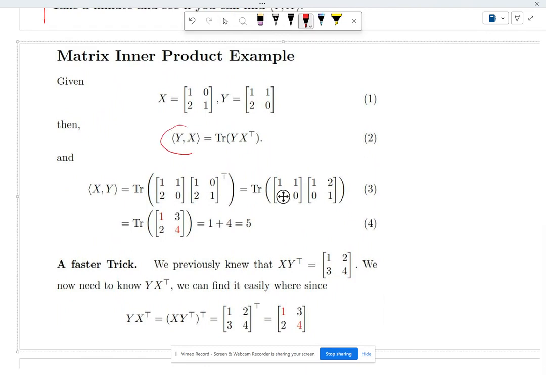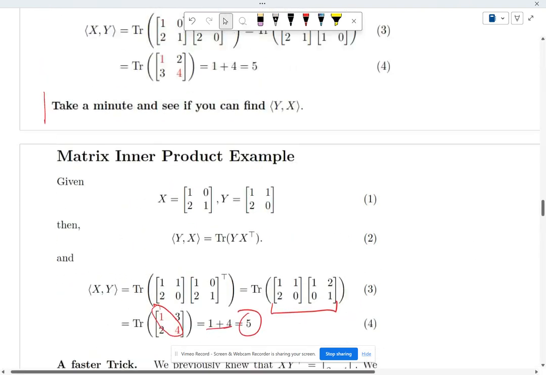Okay. So if we do yx, then we just flip them. It's y transpose x. So we plug that in. Y goes here, and x goes here, plus the transpose. So first, we're going to do the transpose, this, and that becomes this right here. And then we're going to multiply them together, dot product them together. And you will see that the dot product is right here. So lastly, we take the trace. 1 plus 4 is 5. So they're actually the same value.